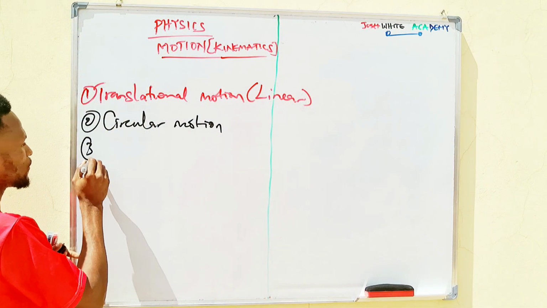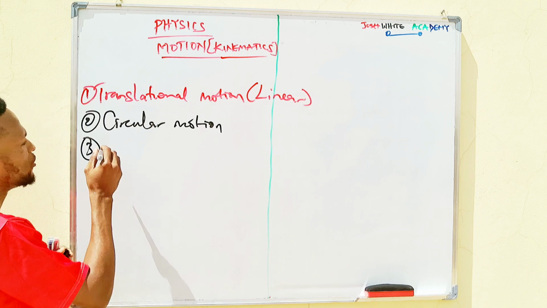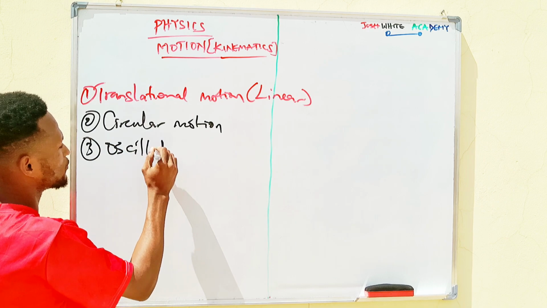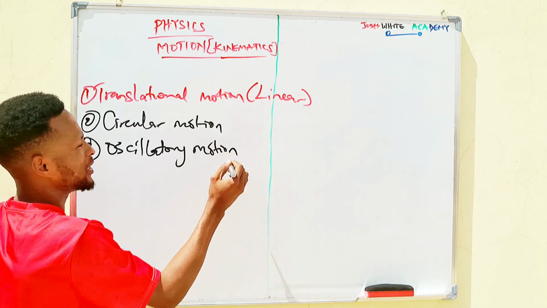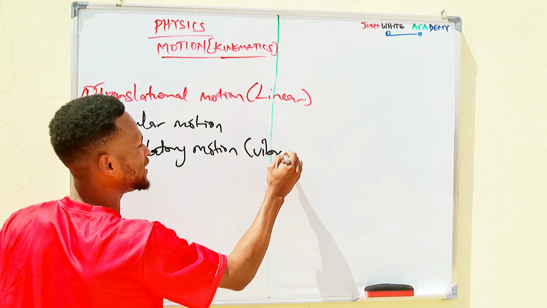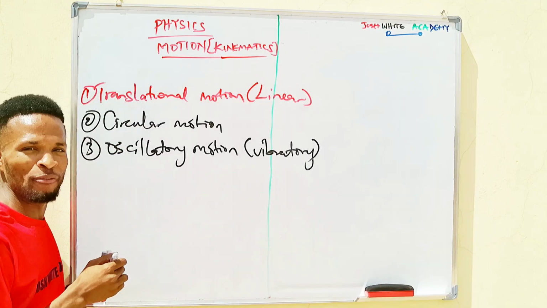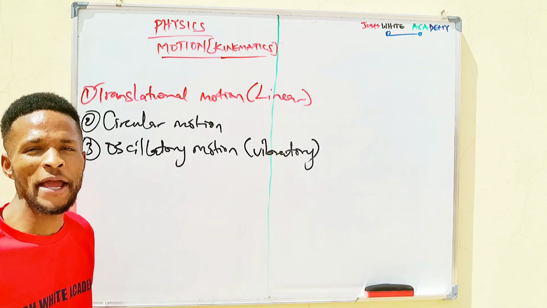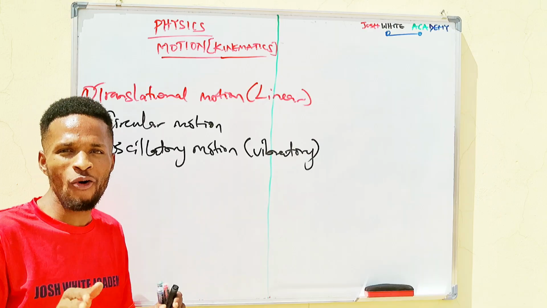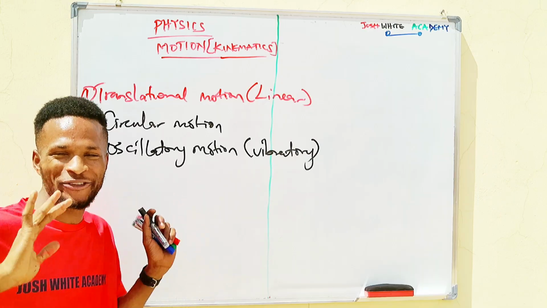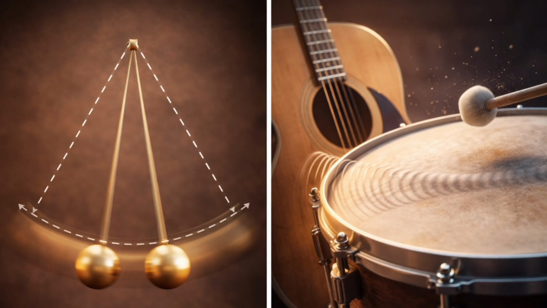Thirdly, we have oscillatory motion. We can also call this vibratory motion. It's a type of motion where a body moves to and fro like that of a simple pendulum. So they are oscillatory motion, or when you strike a string or a drum skin, it vibrates around a fixed point. So that's oscillatory or vibratory motion.